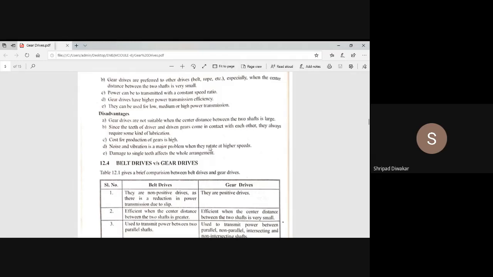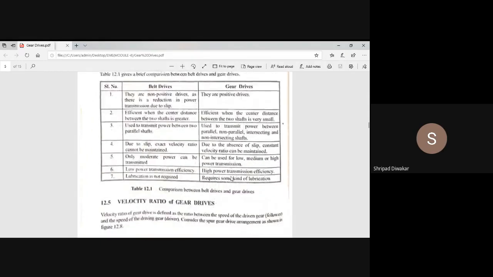And the disadvantage: whenever the center distance is too large, gear drives are not suitable. Belt drives do not require lubrication, but gear drives require lubrication because one tooth comes in contact with another tooth. The cost of production of gear drives is high. On the other hand, the cost of production of belt drives is low.